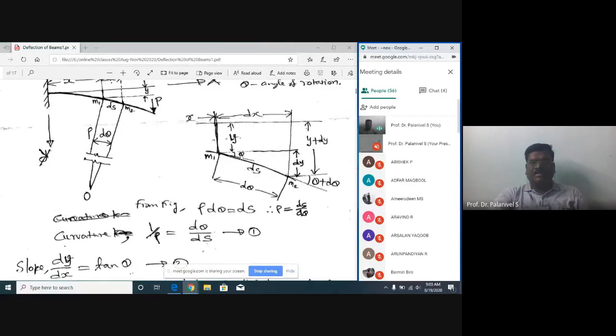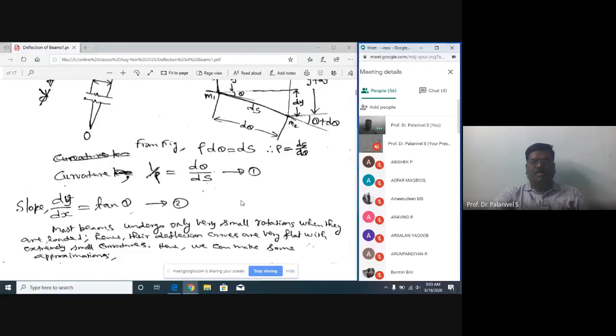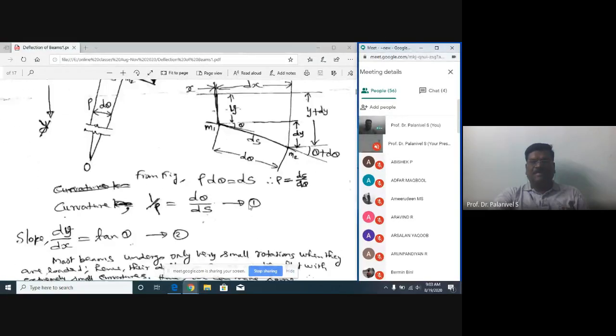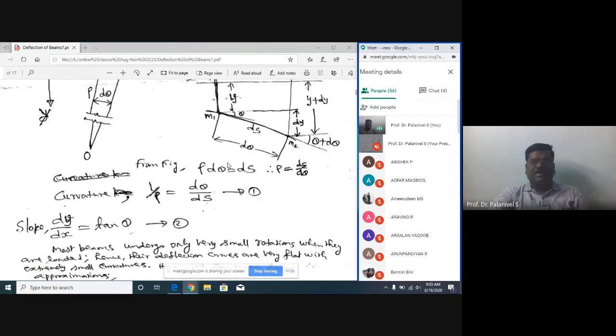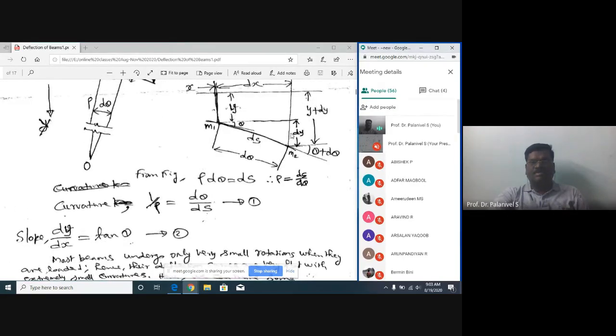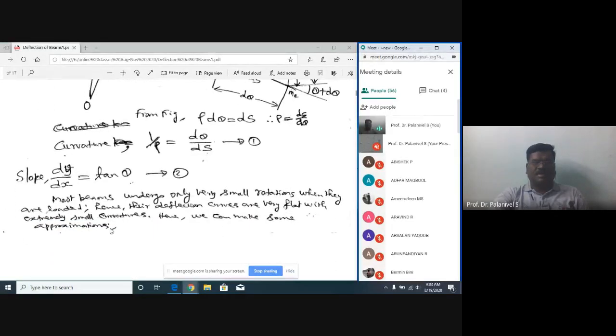Also, the slope tan theta is equal to dy by dx. Why dy by dx? For visualization purposes we have drawn this much deflection, but in actual practice the deflection will be very minute. The beam will be almost flat. That's why you can treat this portion as a right angle triangle, so tan theta equals opposite side divided by adjacent side, dy by dx. That's equation 2, which I have written here.